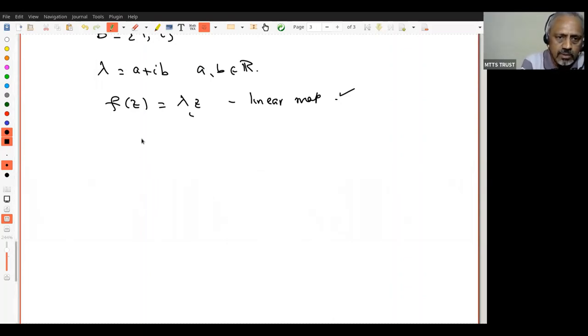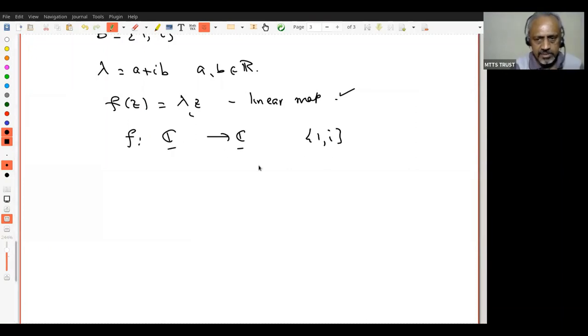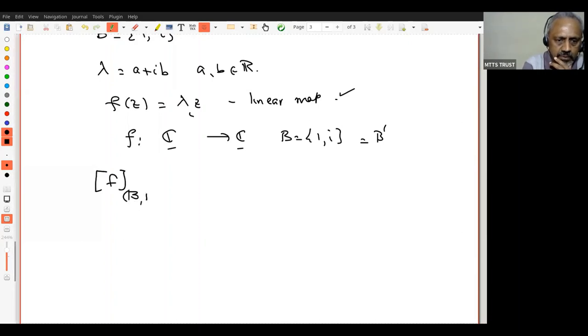Now, this is a linear map from C to C, and I have the ordered basis 1 comma i, both in the domain and the codomain. I keep the same ordered basis, right? This is B, this is also equal to B dash. Now, what I want is, what is the matrix representation of f? So what do you think I should do?